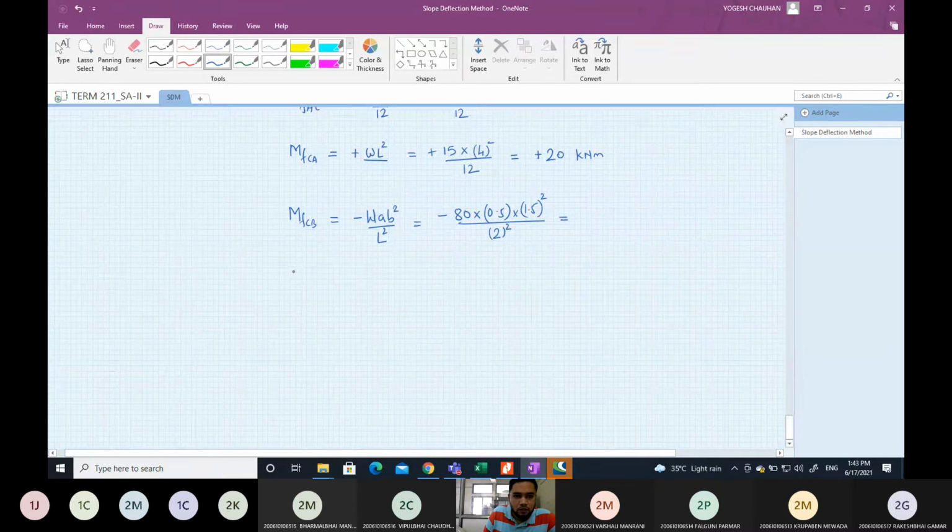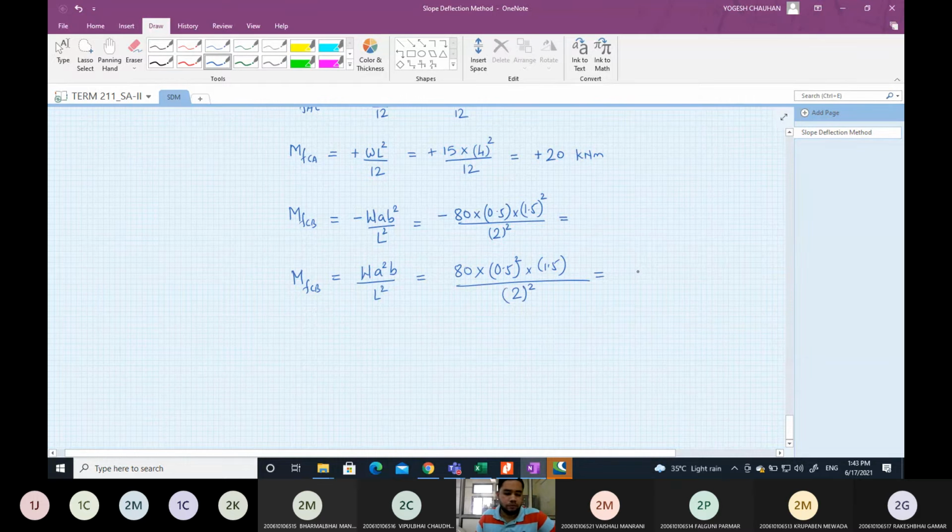Similarly, MF BC will be W A square B by L square. That means 80 into 0.5 square into 1.5 divided by 2. So how much is this?